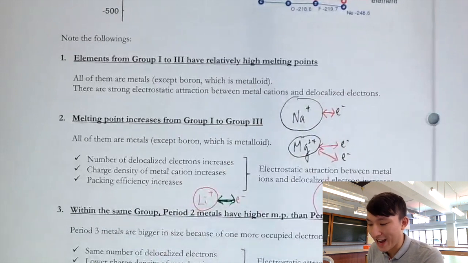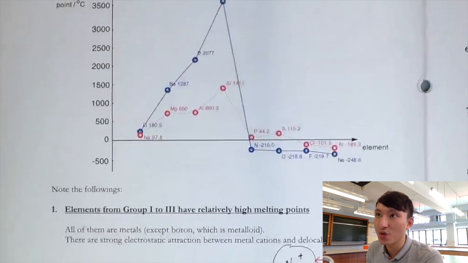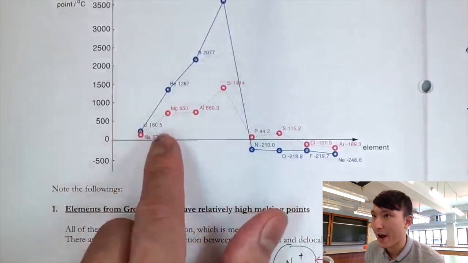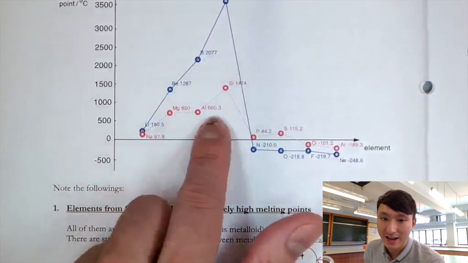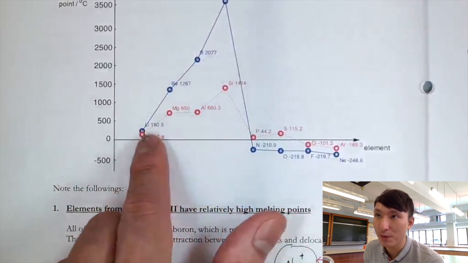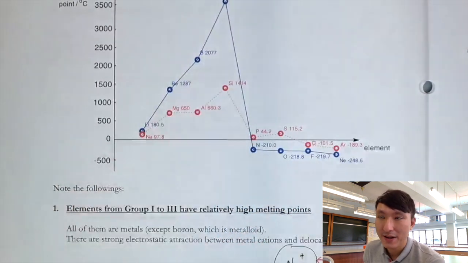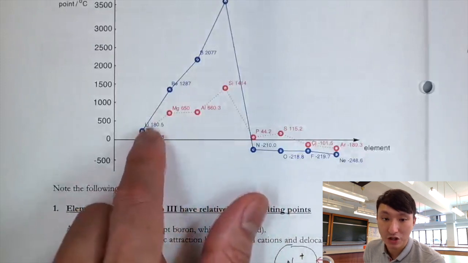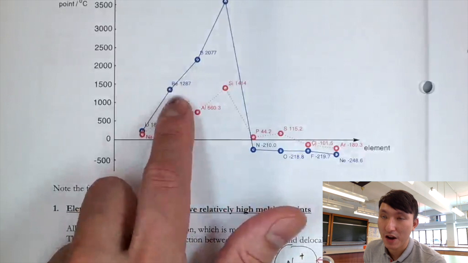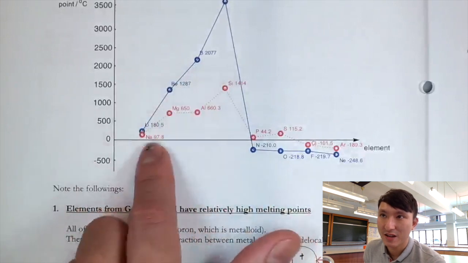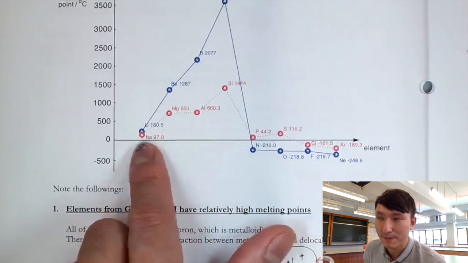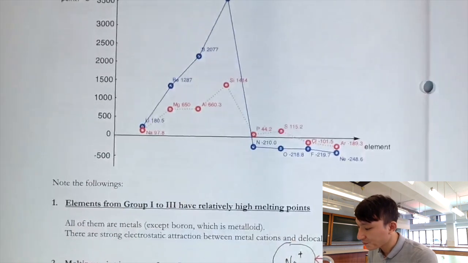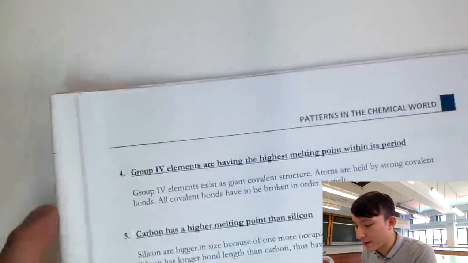That's why there is a chance that they ask you to sketch this graph, or perhaps they give you the red one and then ask you to sketch the blue one accordingly. If that is the case, you have to pay attention. For period 2 metals, they should have a higher melting point than the corresponding counterparts in period 3. So this is what you need to know. Let's look at point number 4 here.